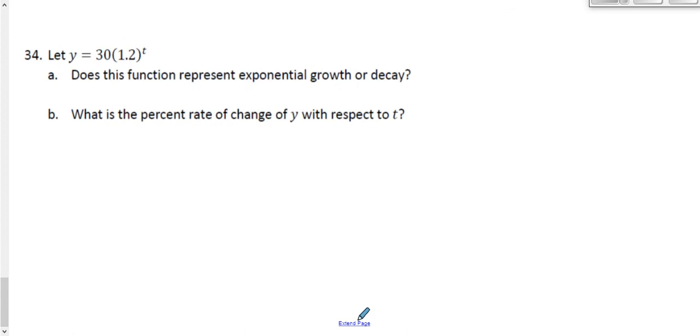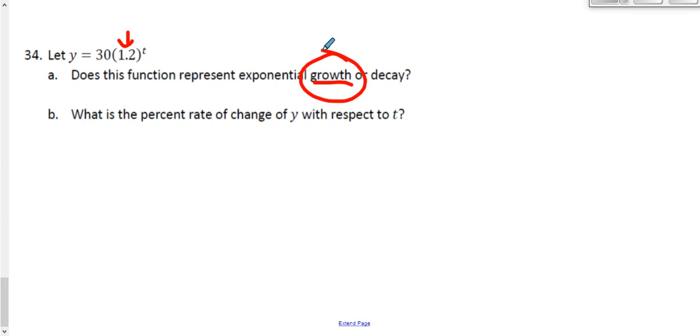Y equals 30 to the 1.2t. Now, the first question is: is this growth or decay? We have now learned that growth means the number inside the parentheses is bigger than 1. So this is growth. What is the percent rate of change of y with respect to t? That's just asking for what the rate of change is as a percent. Remember, in the equation, it's going to be a decimal, but when we talk about the rate, we're going to write it as a percent.